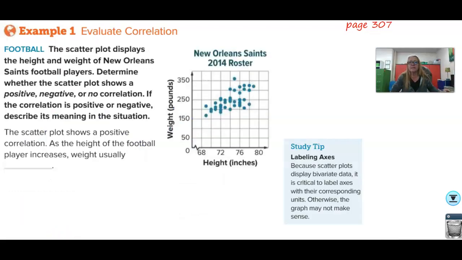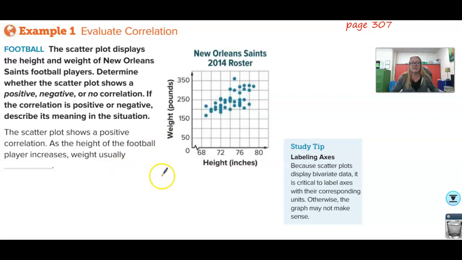All right, example 1. Evaluate the correlation. You're going to be shown graphs of scatter plots and asked to say, is it a positive correlation? That's an uphill. A negative correlation, that's a downhill, or no correlation, scattered all over the place. The scatter plot displays the height and weight of New Orleans Saints football players. Determine whether the scatter plot shows a positive, negative, or no correlation. If the correlation is positive or negative, describe its meaning in the situation.